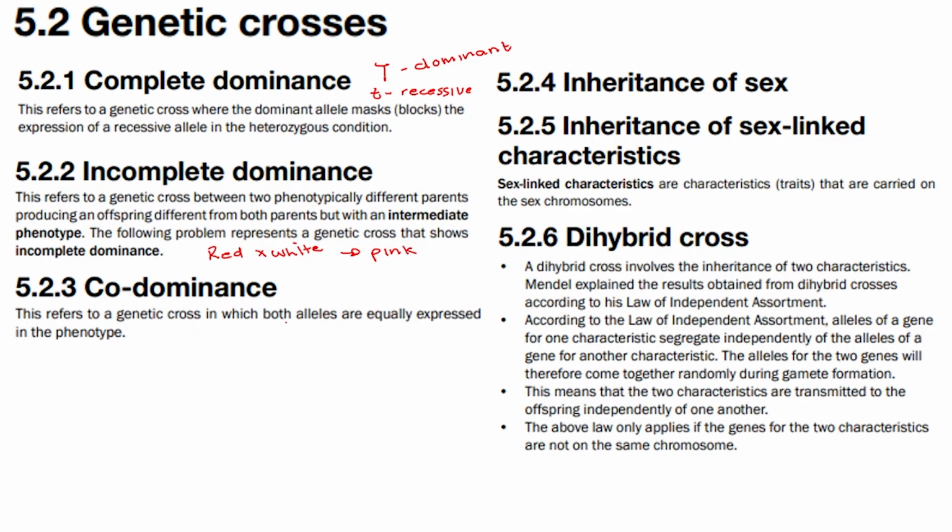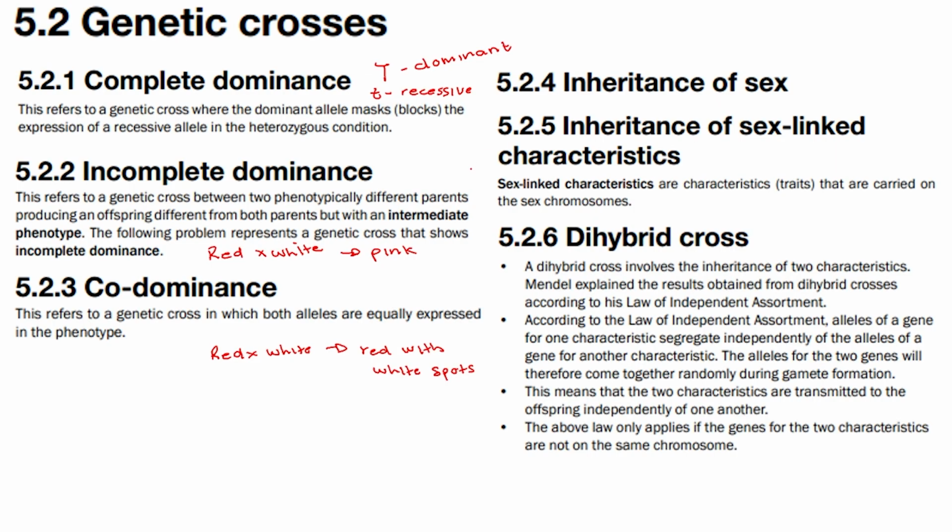Codominance refers to a genetic cross in which both alleles are equally expressed in the phenotype. If we take the same example and red flowers are crossed with white flowers, it would usually result in a red flower with white spots. That is known as codominance. Usually, it is also two capital letters representing each allele.